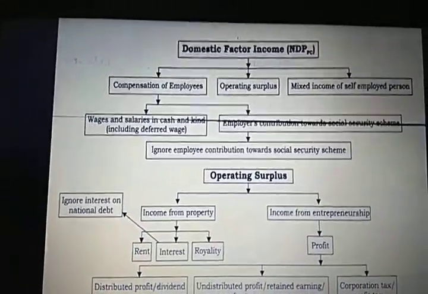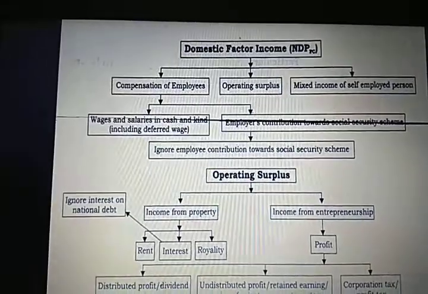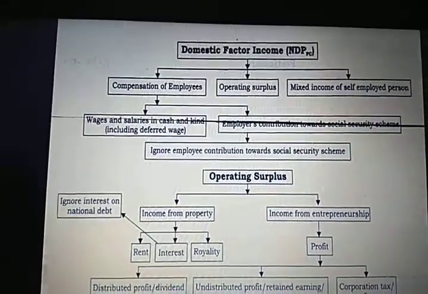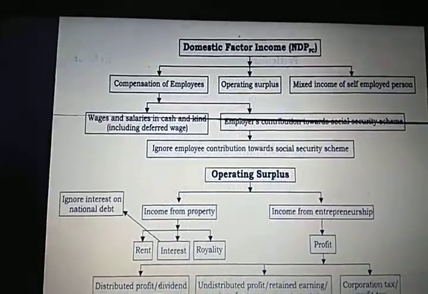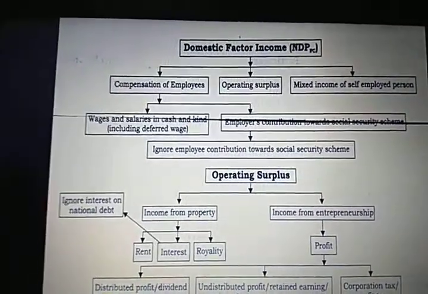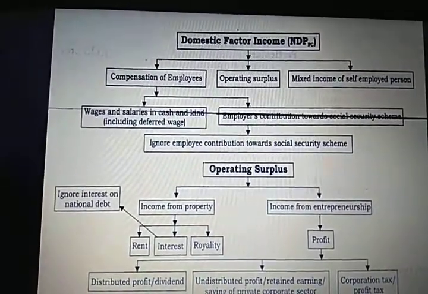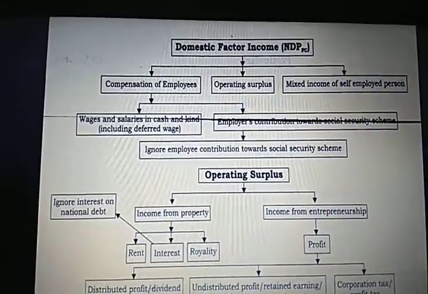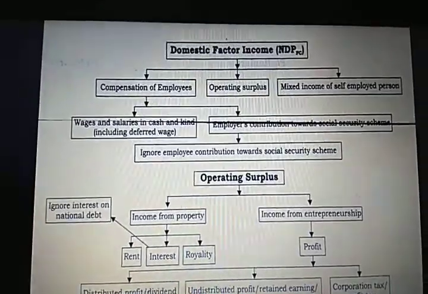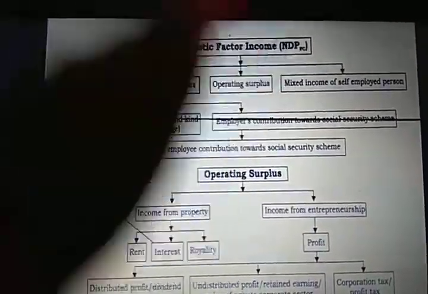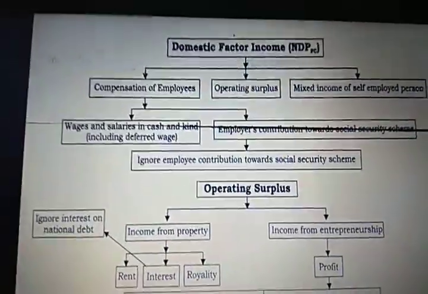Why at factor cost and not at market price? Because market price includes net indirect tax, and indirect tax is imposed on goods and services, whereas we are talking about the income method, and in the income method there is no existence of goods and services. On the income, direct taxes are imposed, not indirect tax. So there is no treatment of net indirect tax. That is why the answer you get is at factor cost.